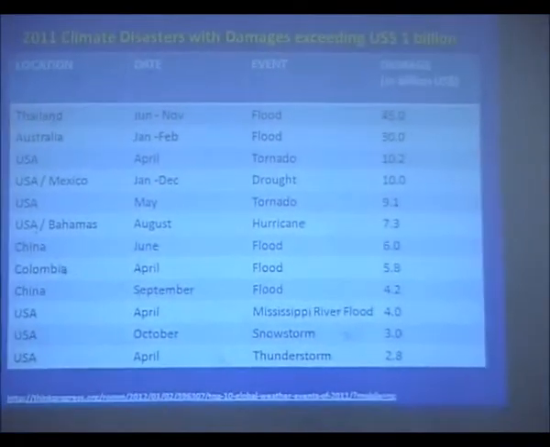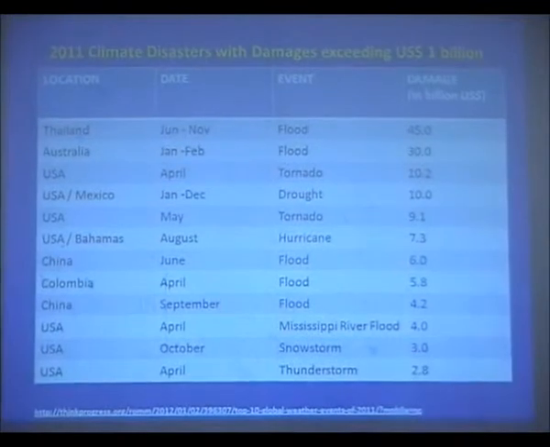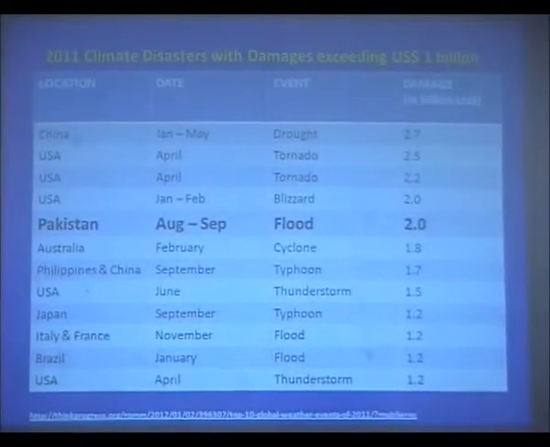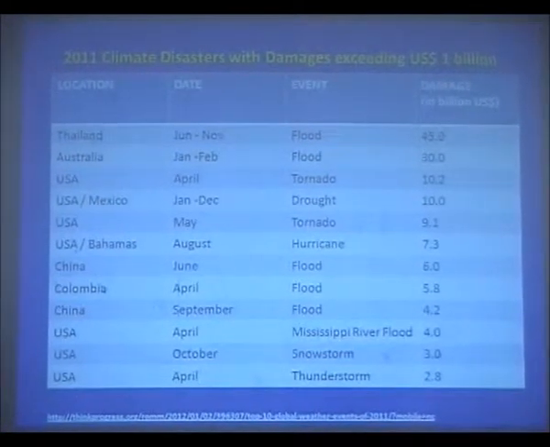Next slide, please. All the disasters listed in this table happened in 2011. These are not spread over time. This is just one year of data. Next slide, please. So these, just hang on, please reverse one slide. So you can see that the flood damage in Thailand cost $45 billion.